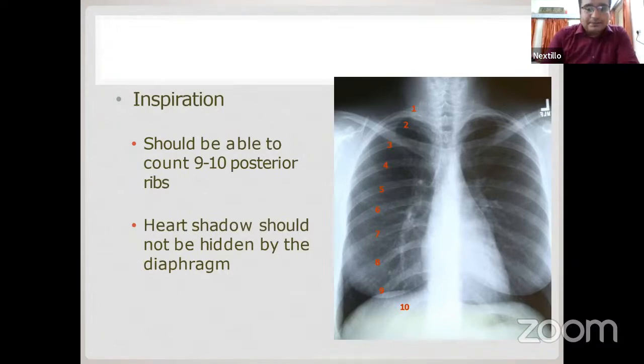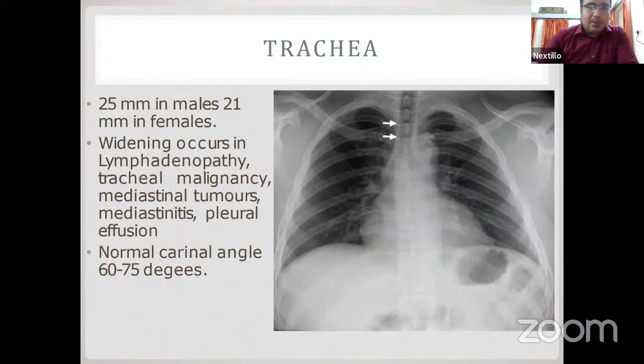Now, next. We have talked about the trachea. Remember the carinal angle? What is the carinal angle? Can you see this trachea? It is 25 mm in males, 21 mm in females. Now look at this. It is dividing into right main and left main bronchus. The angle in between is called the carinal angle. It is 60 to 75 degrees.